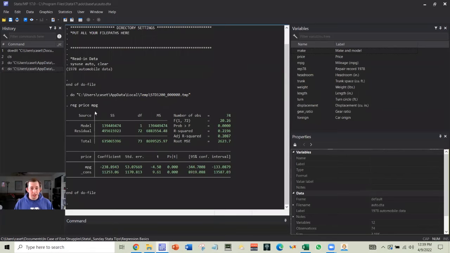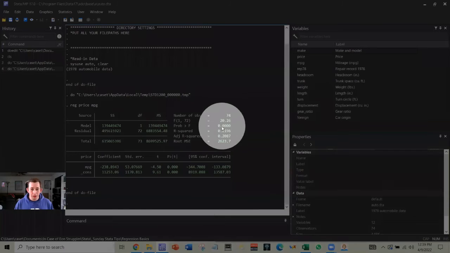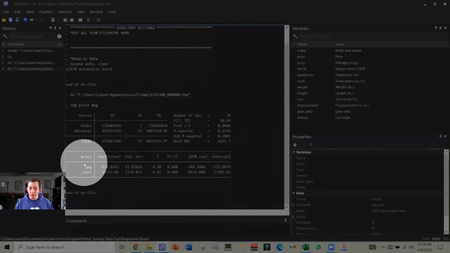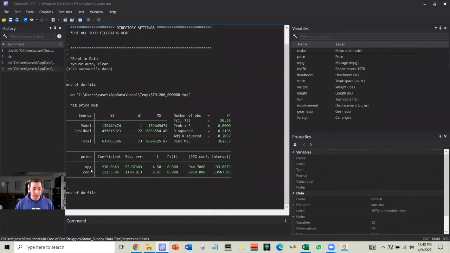So what we are going to do today is go over the basics of Stata regression. So we're going to ignore this top part today. We're going to focus down here on this coefficient part and how to interpret the coefficients that we get. So this coefficient says that the relationship between price and miles per gallon is minus 239. And what does that mean?